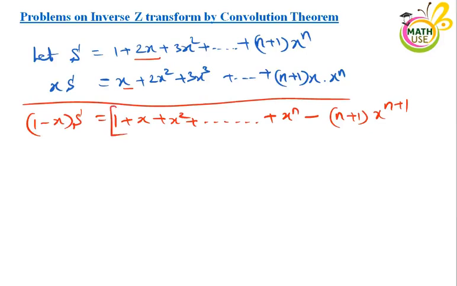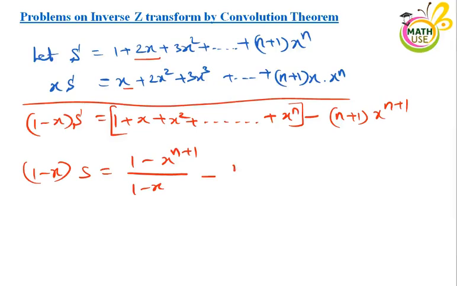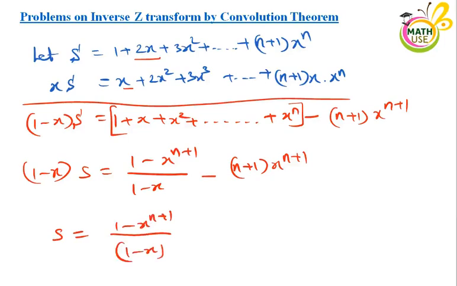So from this series, 1 minus x into s is equal to 1 plus x plus x square up to x power n. This can be written as 1 minus x to the power n plus 1 divided by 1 minus x, and then minus n plus 1 into x to the power n plus 1. Now you divide by 1 minus x on both sides. So s is equal to 1 minus x to the power n plus 1 divided by 1 minus x the whole square minus n plus 1 into x to the power n plus 1 divided by 1 minus x.